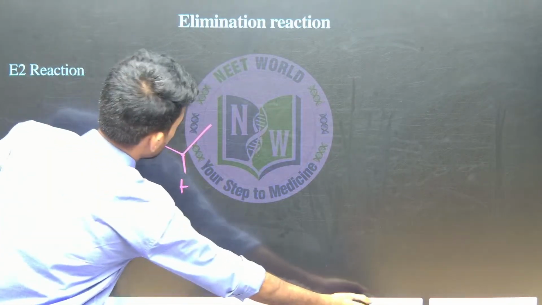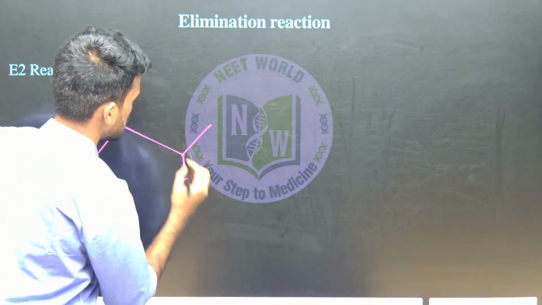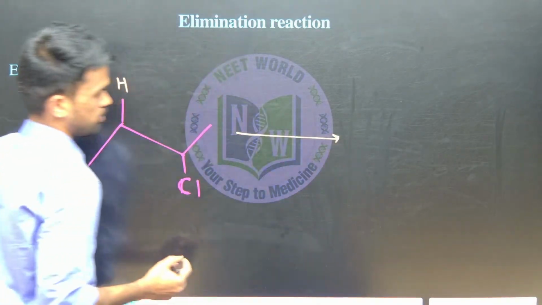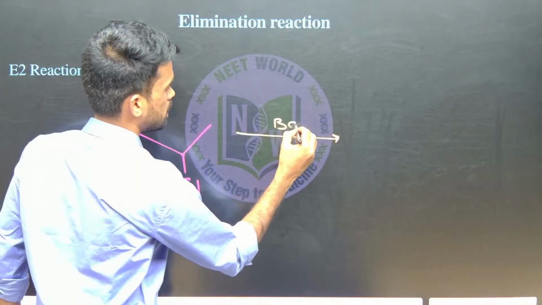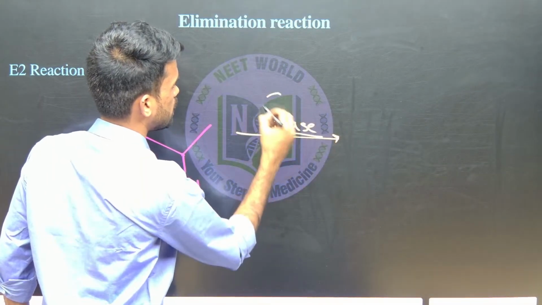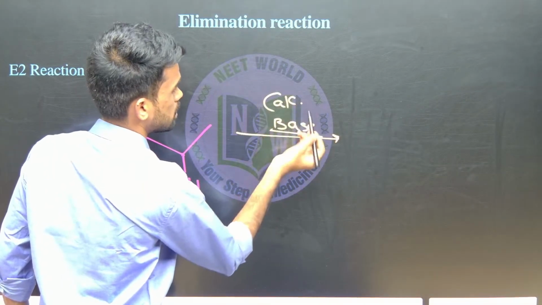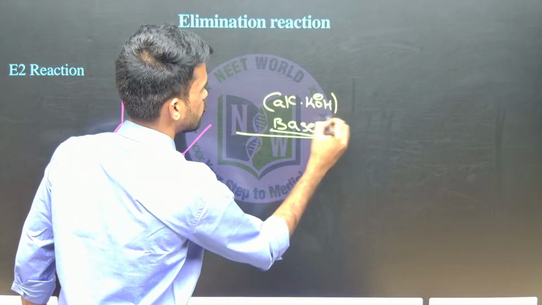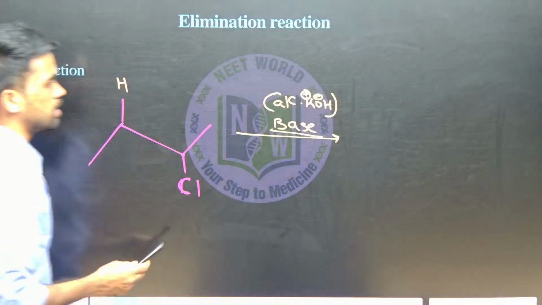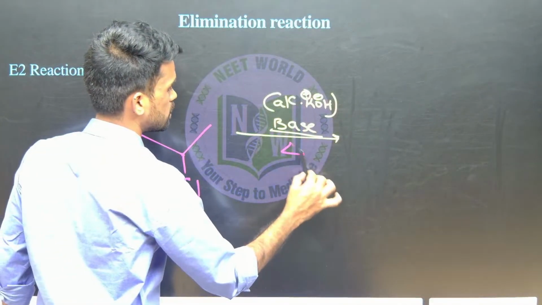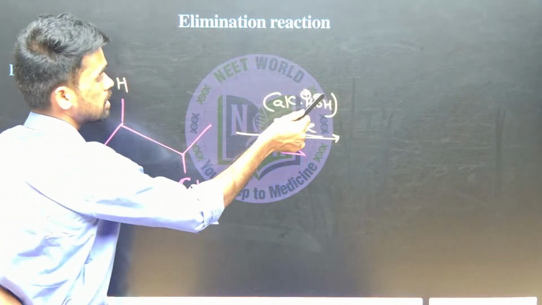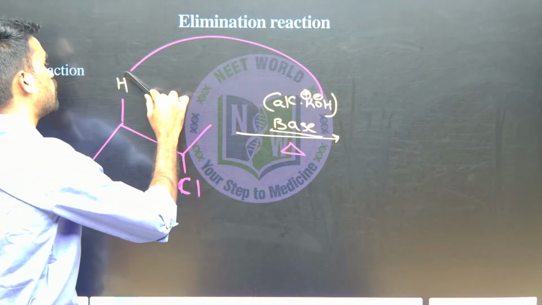So E2 elimination means, see what I am writing, it is a little bit different from the previous discussion. See here, the base will most generally be an alcoholic base; alcoholic KOH or NaOH will be considered here. So alcoholic KOH is taken. Now, a heating condition is required for this.